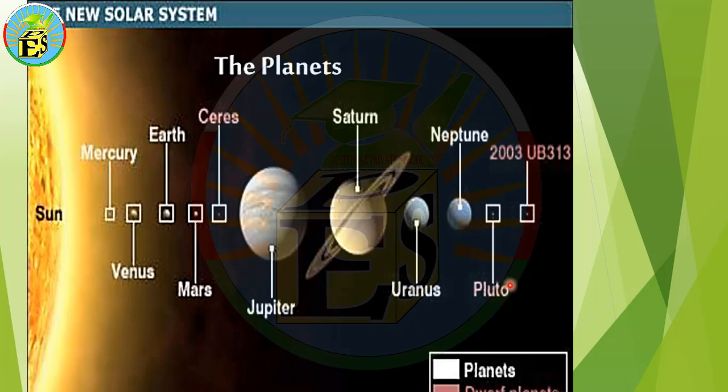UB313. This is a dwarf planet, but the planets are the 8 planets: Mercury, Venus, Earth, Mars, Jupiter, Saturn, Uranus, and Neptune. The biggest one in size is Jupiter. This is the 5th one. After that, Saturn, but Earth is the 3rd one. The closest to the sun is Mercury. After that, Venus. We will learn about each one in detail later.